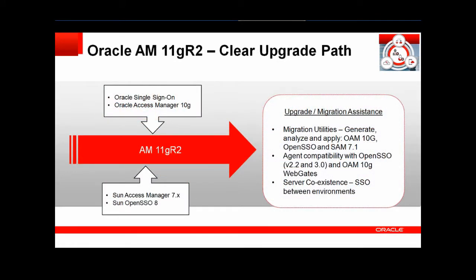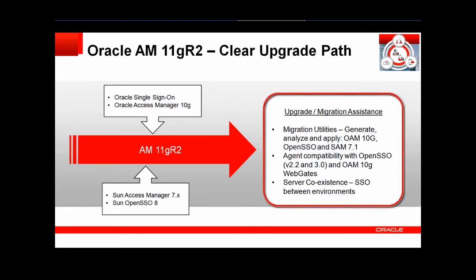Compatibility, so that you can take a chunk of these agents and point them to Access Management 11G R2 and then migrate agents over a period of time. That's provided as part of the migration and upgrade strategy. The last point mentioned there is server-side coexistence, where for a larger deployment, you can have the legacy Sun solution or Access Manager 10G solution, and over a period of time, migrate those agents over to the newer Access Manager 11G R2 platform.